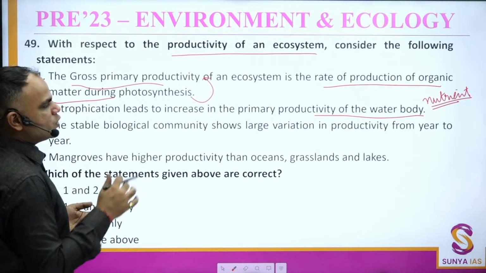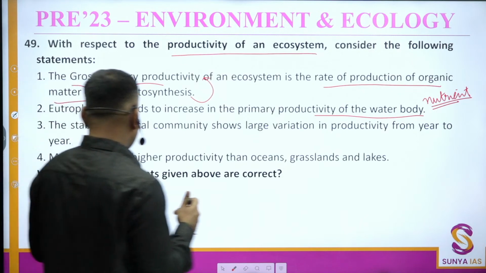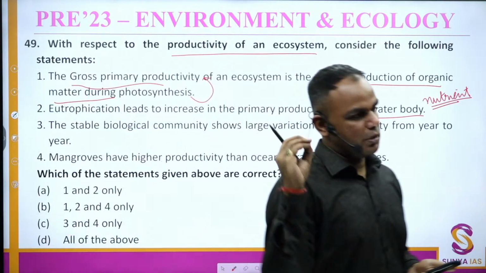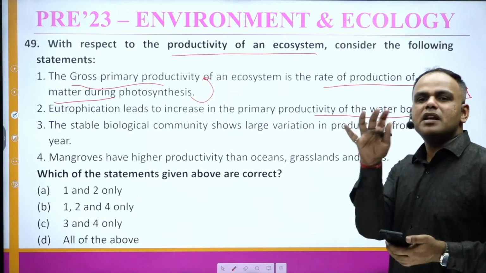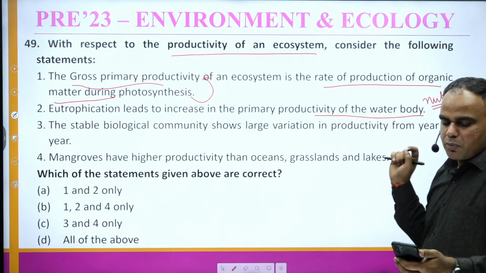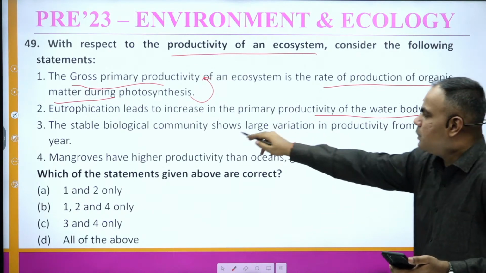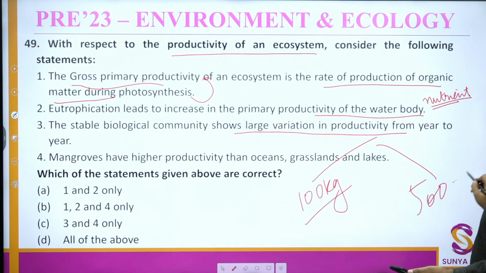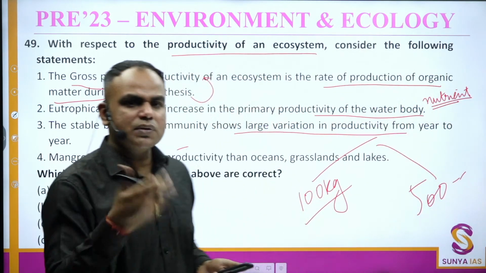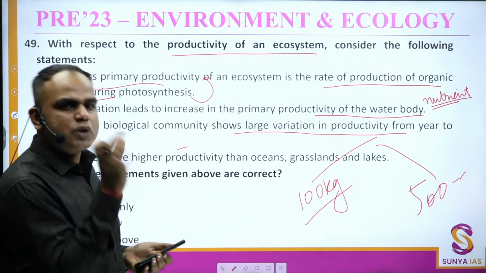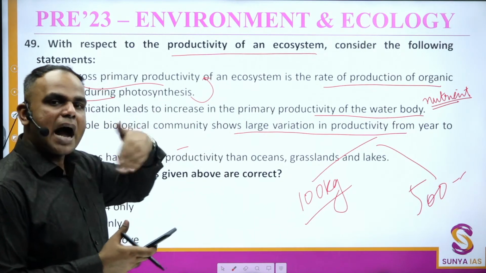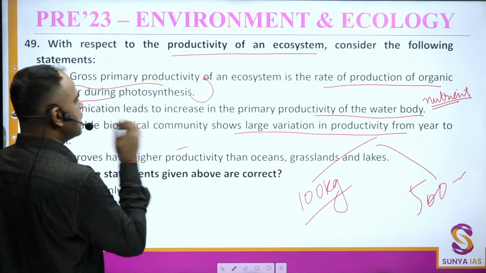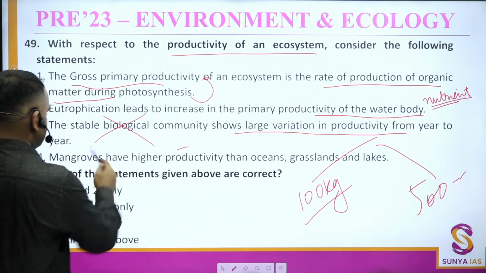Then, the stable biological community shows a large variation in productivity. Yes, Sakshi, that is correct, that is nutrient enrichment. Now see, when we say it is a stable biological community, we also mean that the variation in productivity will be very low. So it will not show a large variation. For example, if in one month it has 100 kg, then another month cannot be 500 or 600. Otherwise, how is it stable? In your case as well, if you say that your studies are very stable, it means day wise or month wise your output has relatively fewer variations. So high variations are a sign of an unstable community. So the statement that a stable biological community shows large variations from year to year is wrong. 3 becomes wrong.